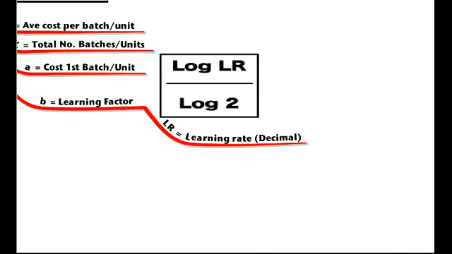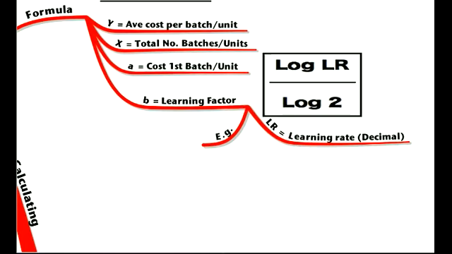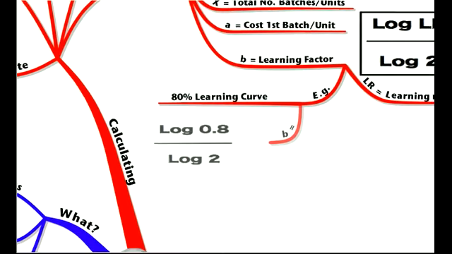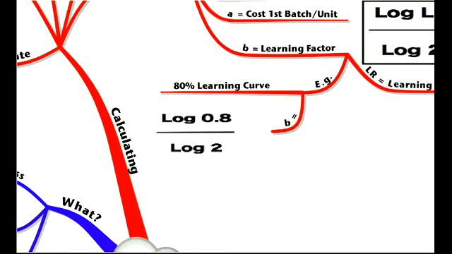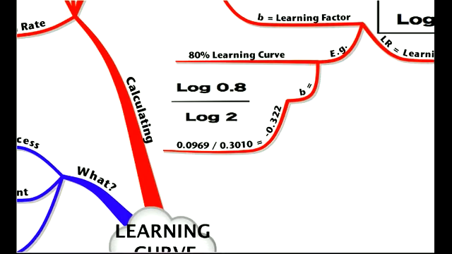So say in our example 80%, express that as a decimal, so 0.8. Type that into your calculator and press log. Divide that by the log of 2, and that will give you the learning factor. So for example, for an 80% learning curve, b will equal the log of 0.8 over the log of 2. So practice putting that into your calculator to make sure you can get the right answer. And it should be minus 0.0969 over 0.3010, which is minus 0.322.